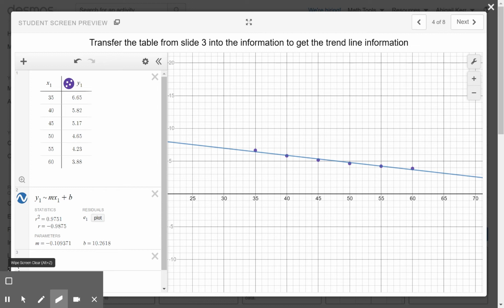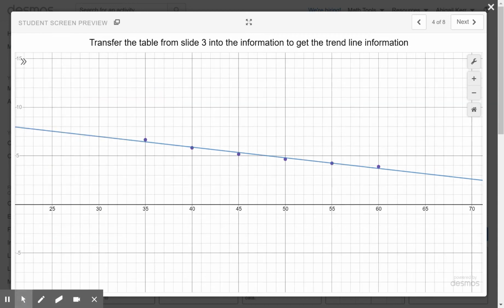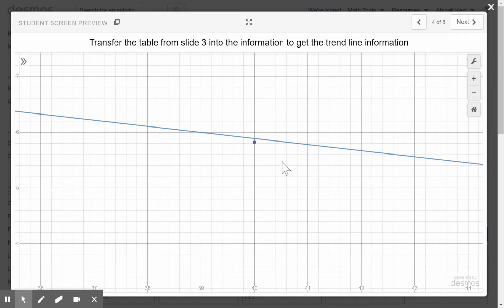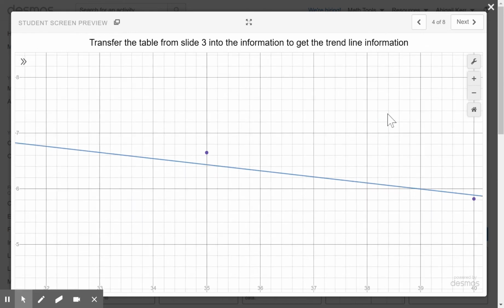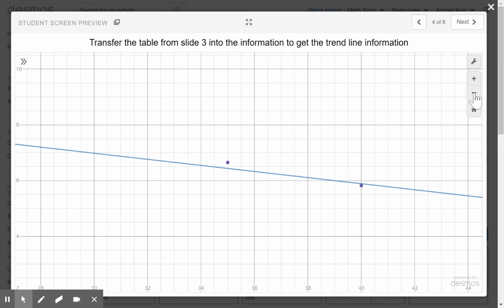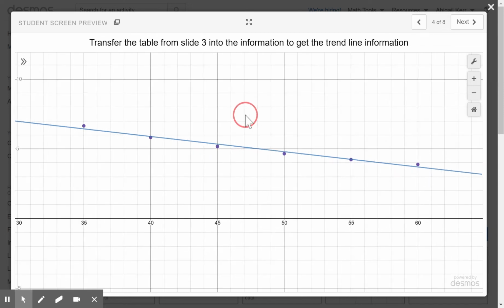So we'll take a look at that in a couple seconds, but I want you to actually look at what Desmos did. So what Desmos did was plot the ordered pairs that you put on the table. And then it created a trend line, or a line that best fits the data. If you zoom in a lot, you'll notice that the line is not really on the points, because this is a real set of data, so it's not going to be exact or perfect. But it's actually very close.